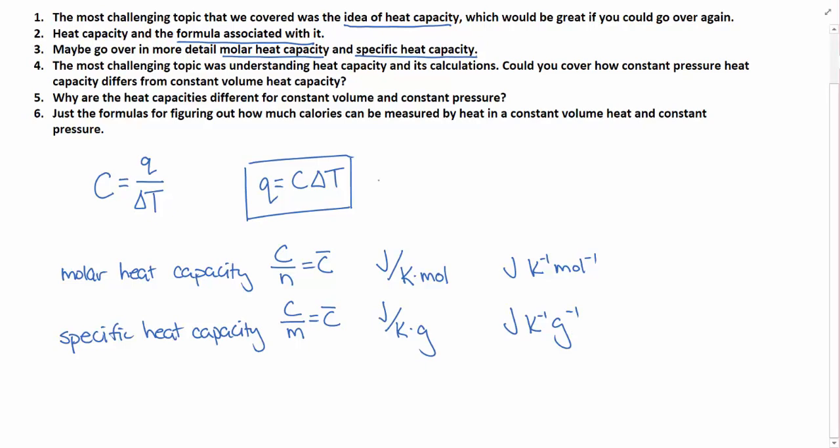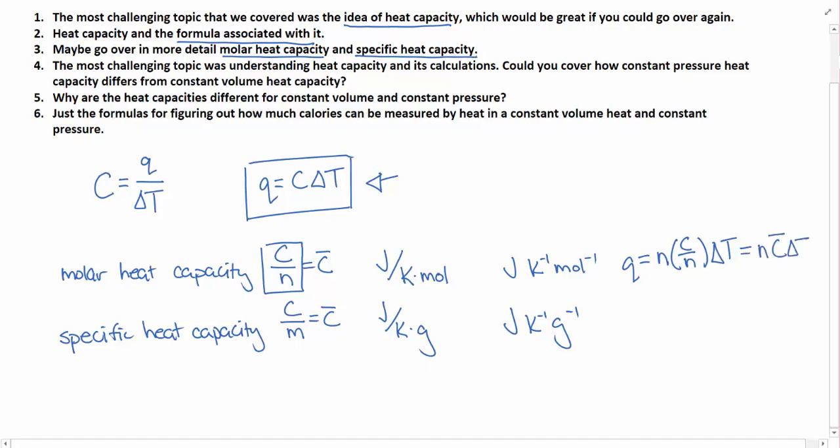Now let's see, how does this formula have to differ if we're using a molar heat capacity or specific heat capacity instead of a general heat capacity? Well, since molar heat capacity is C over n, we just need to multiply by n to make our equation equivalent. So Q is equal to n times C over n times delta T. These n's could just cancel, which would make it look identical to our original formula. So this is just equal to n times C delta T.